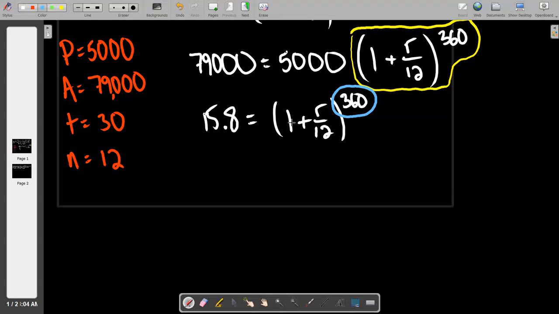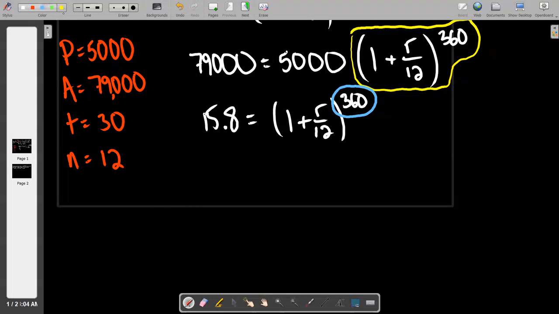Exponents can always be killed by their corresponding roots. If you see a square, you square root. You see a cube, you cube root. Well, if you see a 360th power, you 360th root. This will probably be another pause-the-video moment, because it's going to take us a few minutes for everybody to figure out how to put in a 360th root on your calculator. If it's a scientific calculator, though, it will do it.